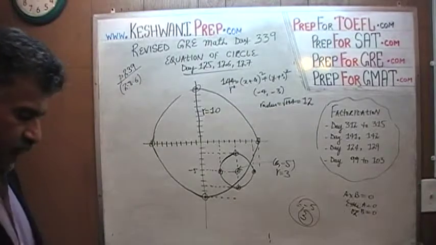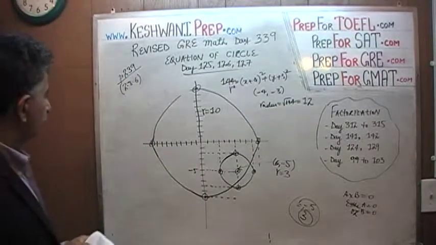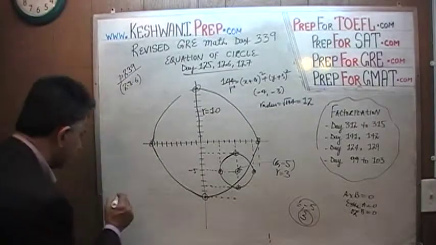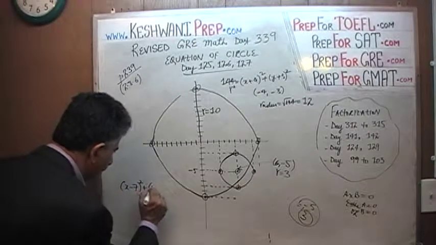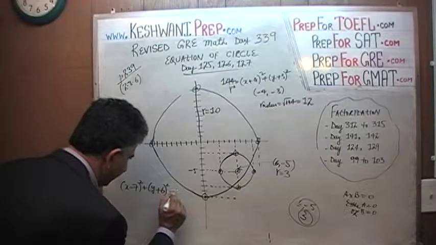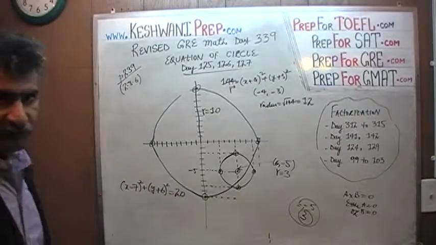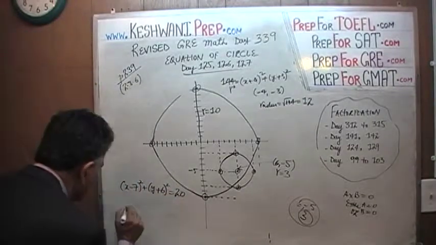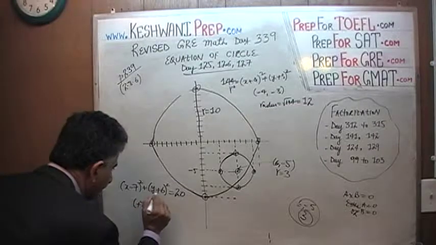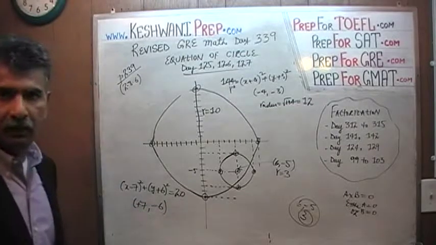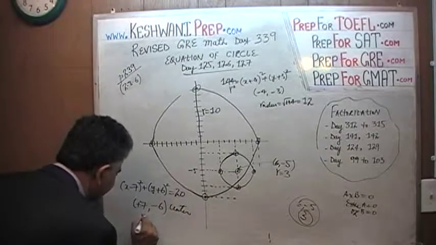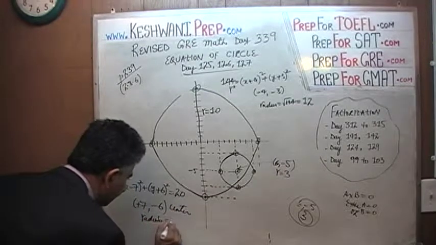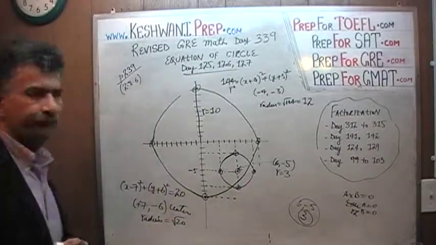Let's do one more, just to see if you're actually with me. x minus 7 squared plus y plus 6 squared equals 20. What's the center of this circle? Center of this circle is +7 and -6. And what's the radius of this circle? The radius of this particular circle is tricky. It is the root of 20.